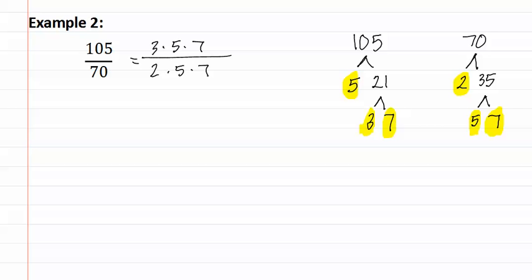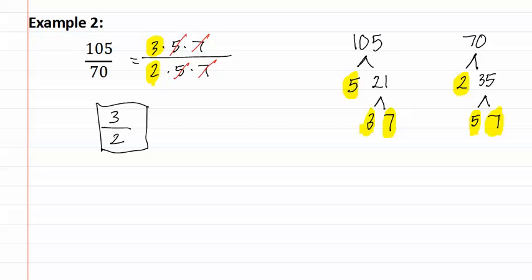I now divide out, or reduce, all of the factors they have in common. They both have 1 5 and 1 7. This leaves us with a 3 and a 2, which means that we have 3 halves. 105 over 70 is equivalent to 3 halves. 3/2 is the reduced form.